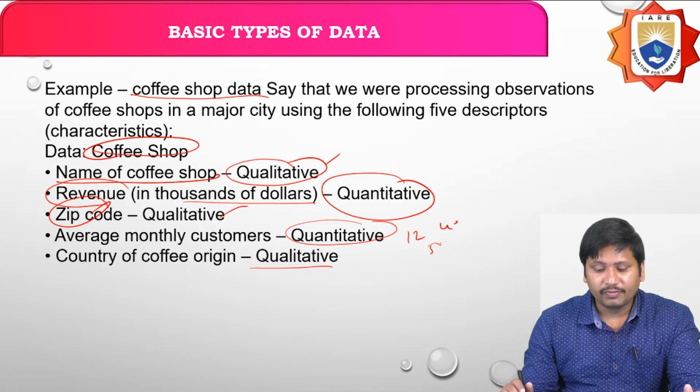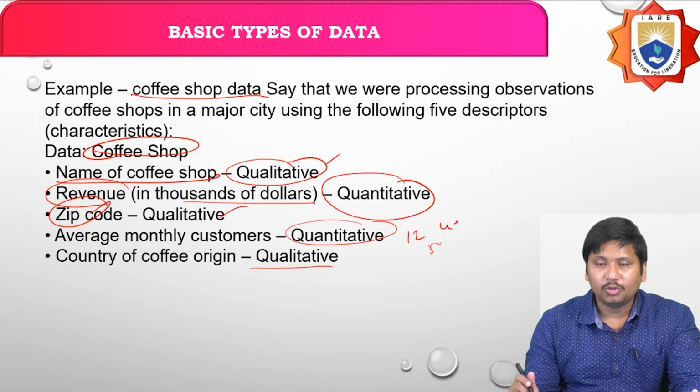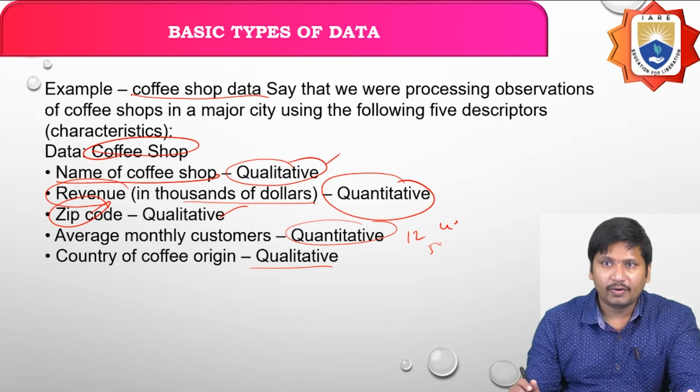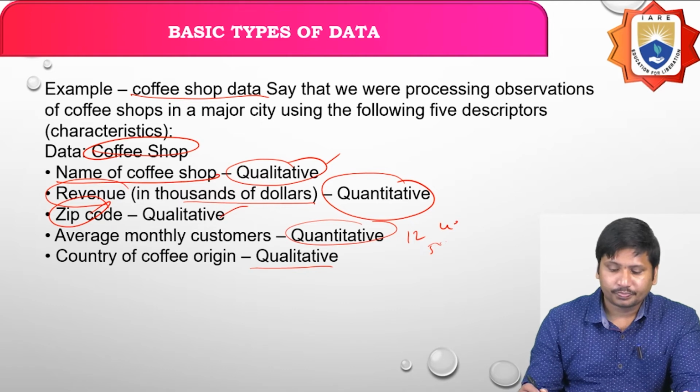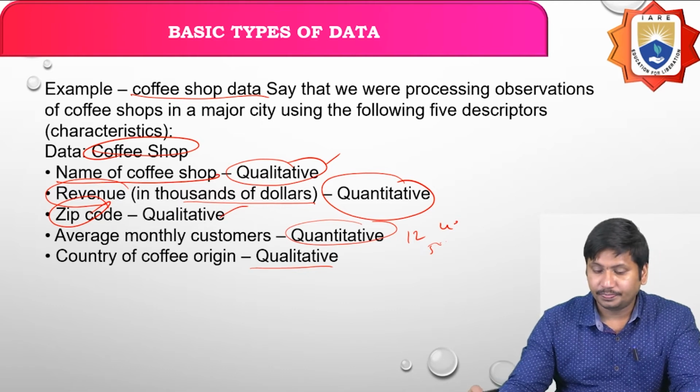And the next one is revenue. The revenue should be in terms of dollars, so it should be quantitative. Then descriptors and zip code should be qualitative, and then average monthly customers and country of coffee origin.